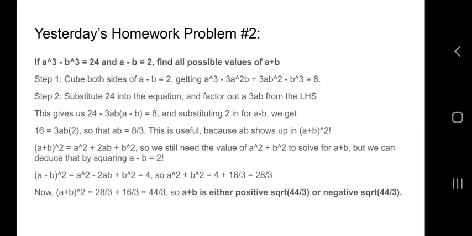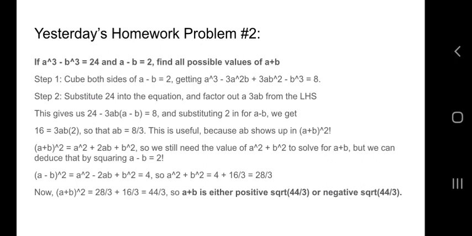Okay, so we're at the point where we have 24 minus 3ab times a minus b equals 8. And we know what a minus b is because they tell us, so that's awesome. And that's nice, right? This problem's kind of cool because the a minus b just kind of popped out after we factored out the minus 3ab. So let's substitute a 2 in for that. And now we have 16 equals 3ab times 2.